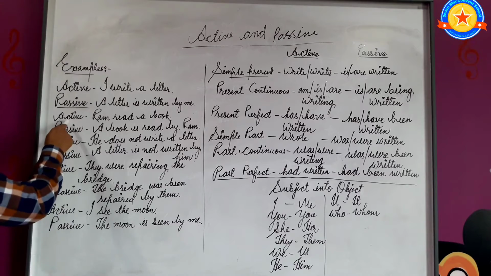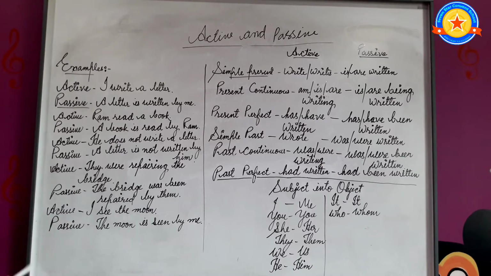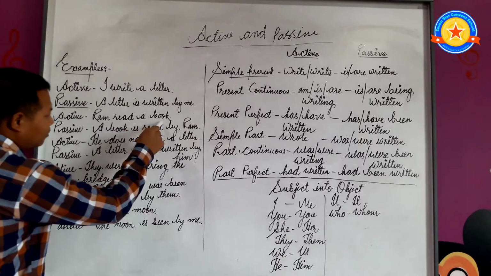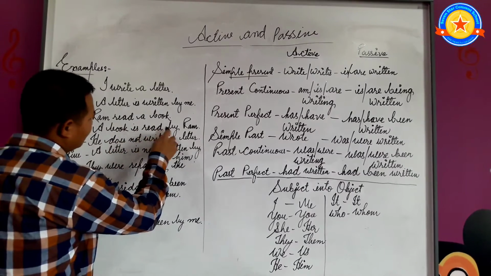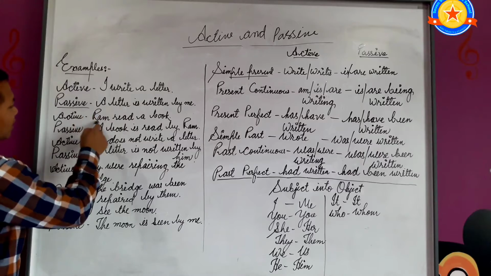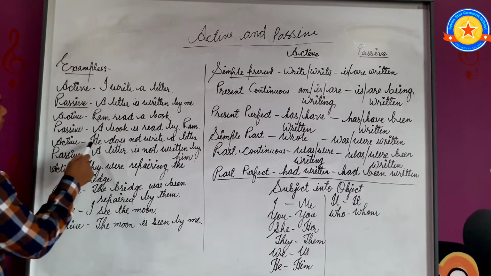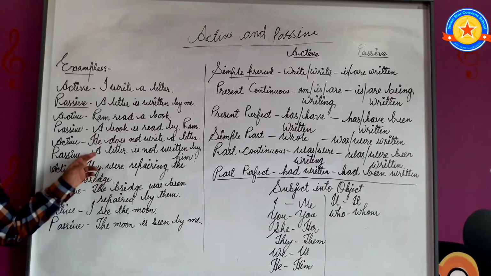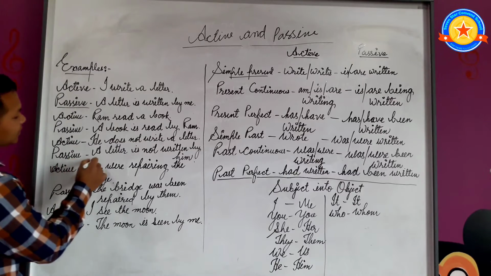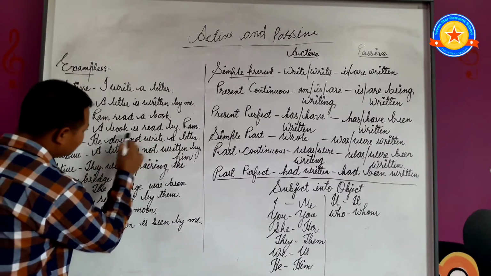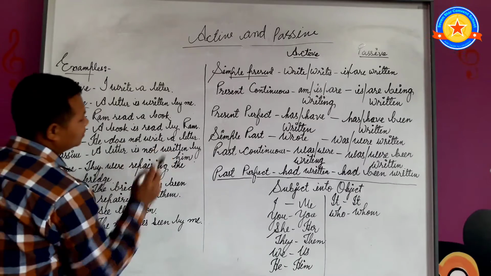And another example in active voice. Ram read a book. In passive, the same way, we have to bring a book back here in the front. A book is read by Ram. Another sentence in active voice: He does not write a letter. So this is a negative sentence. How do we change this negative sentence into passive voice? This a letter, and this does not will come as is not. See, a letter is not written by him.